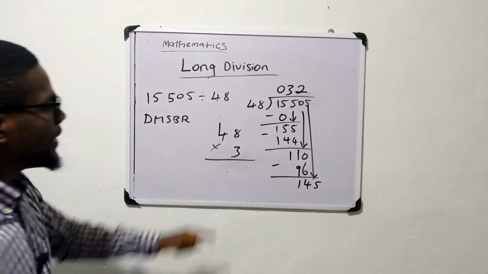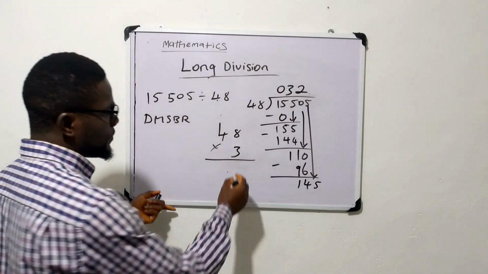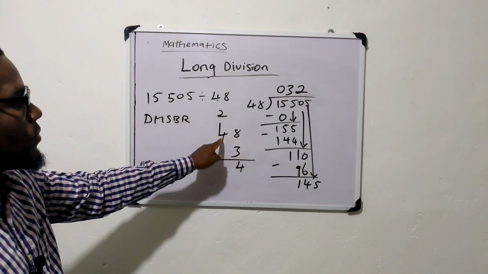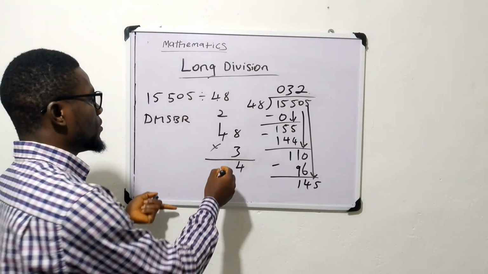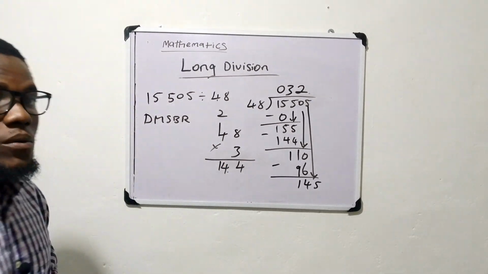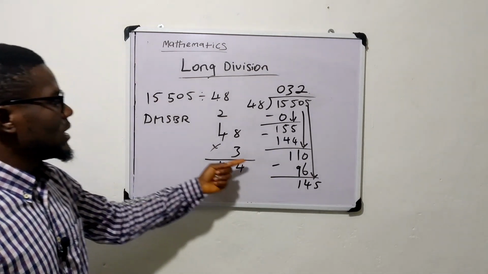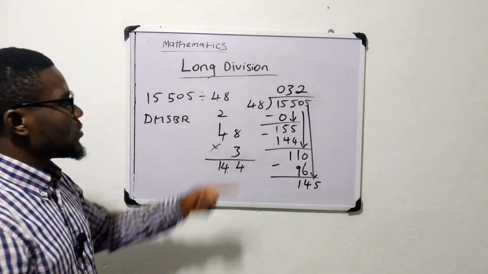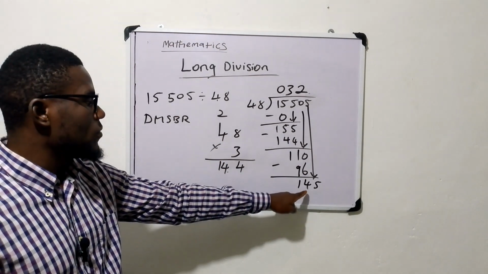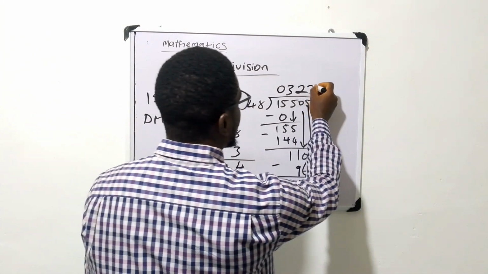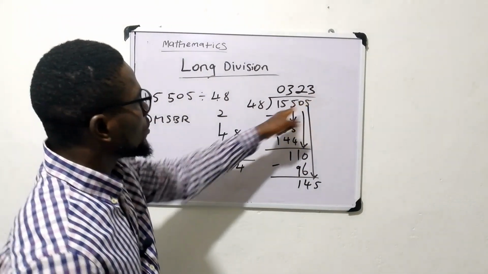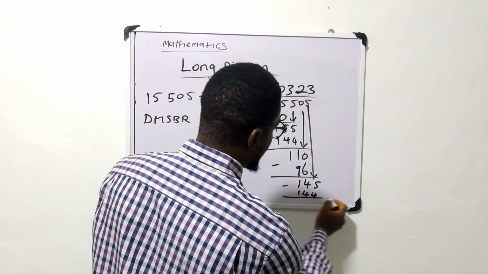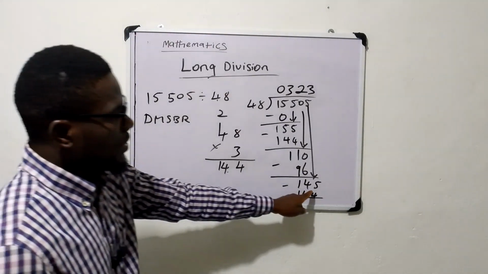When we multiply 8 by 3, we have 24. Write 4, plus 2 here. Multiply 4 by 3, we have 12, plus 2, we have 14. So we see that 48 is contained 3 times in 145. So we have 3 here. Now 3 multiplied by 48, you have 144. Now subtract.